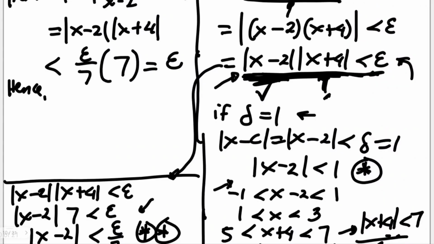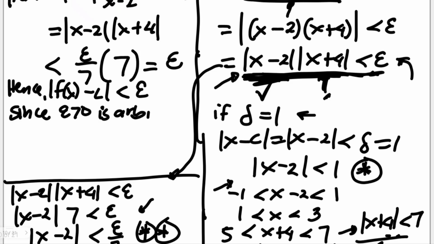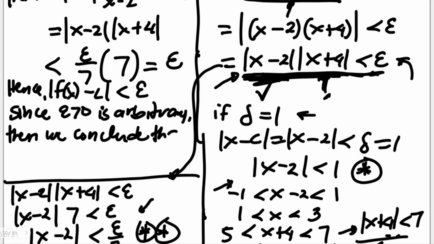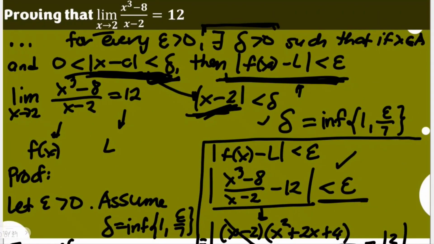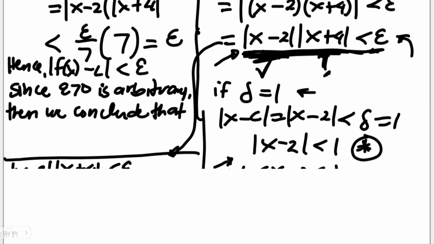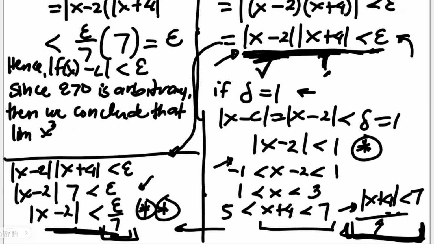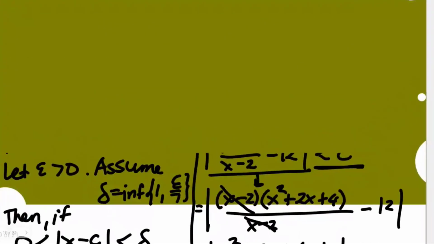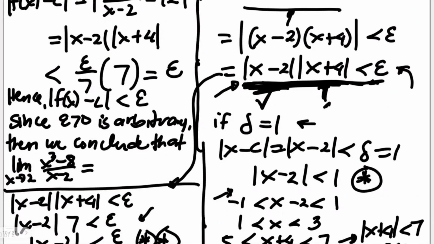Hence, the absolute value of f of x minus L is less than epsilon. And with that, we can now have our conclusion. Since epsilon greater than 0 is arbitrary, then we conclude that this statement is true. Okay? The limit of x cubed minus 8 over x minus 2 as x approaches 2 is equal to, what was that again? 12. Okay? 12.